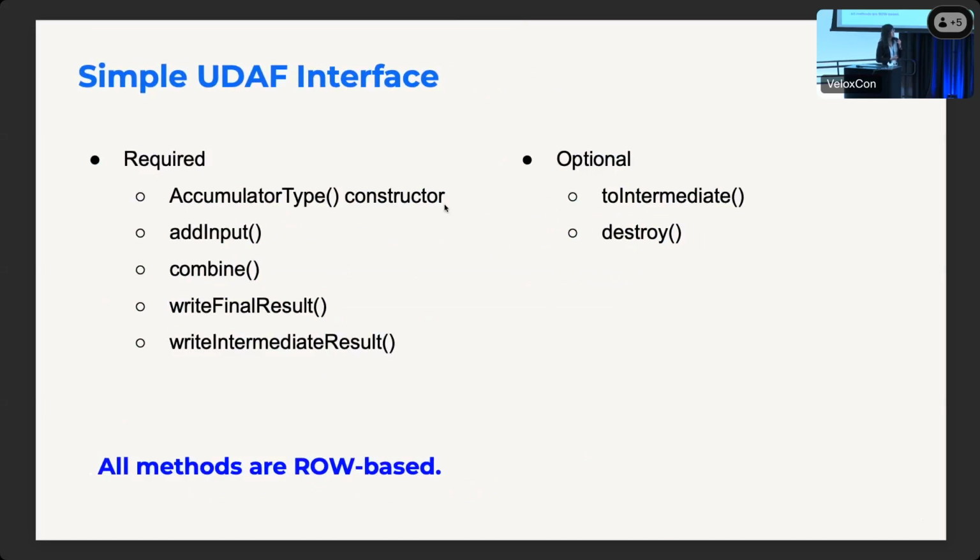With this simple interface, the author implements a constructor of the accumulator type plus 4 core methods to process the data. Optionally, when needed, the author also implements 2 other methods, toIntermediate and destroy. The best thing about this simple interface is that those methods either take a single row of input or they produce a single row of results. So the author no longer needs to worry about the encodings of the vectors.